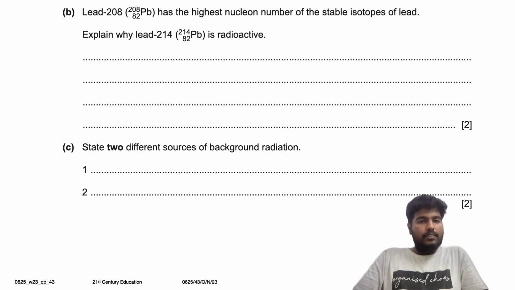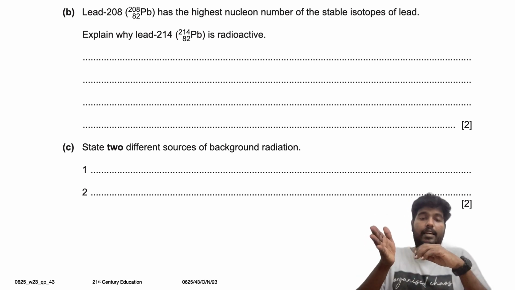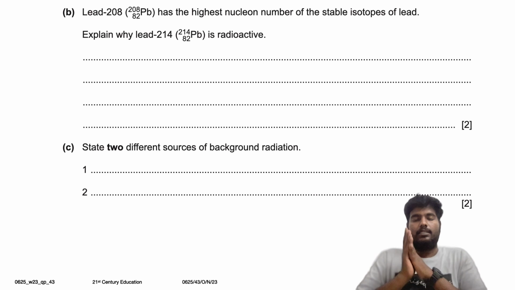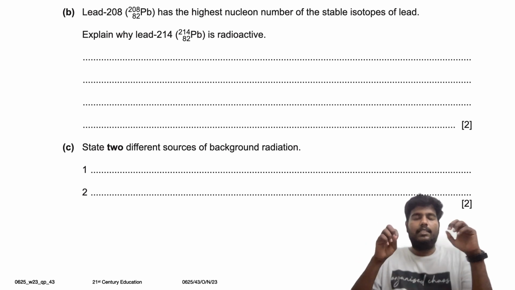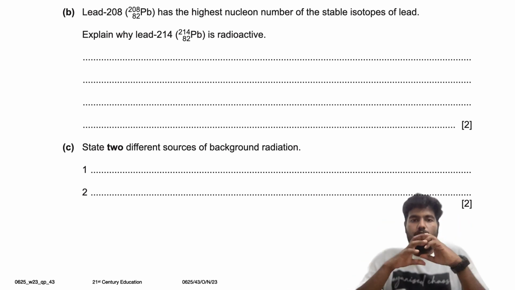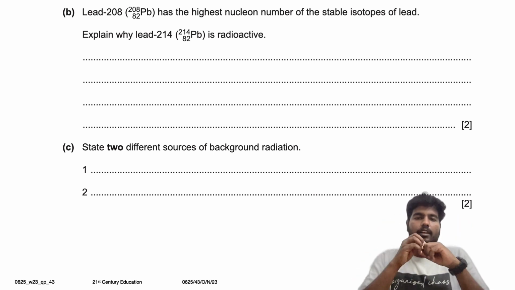Lead 208: 82 protons, mass number 208, has the highest nucleon number of the stable isotopes of lead. Explain why lead 214 is radioactive. What they are saying is that a nucleon number of 208 is the maximum lead can have in the stable form. If the nucleon number increases further, it's unstable, meaning the nucleon number will try to reduce to 208. How will it reduce? By emitting one of these radiations.